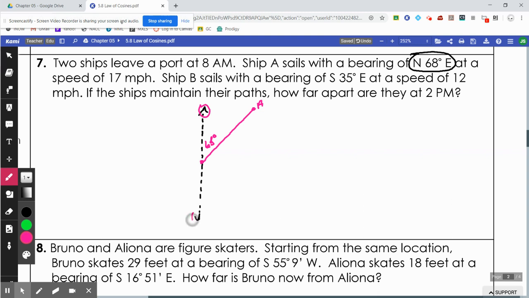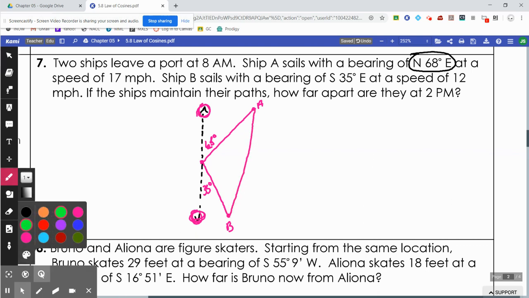So here is south. So 35 degrees east of that would be somewhere right in there, to where again, this is a 35-degree angle. 35 degrees east of south, where if this is south, there's 35 degrees east of it. If this is north, that was 68 degrees east of it. Okay, that's ship B. If the ships maintain their paths, how far apart will they be at 2 p.m.? So we're looking for this distance right here.